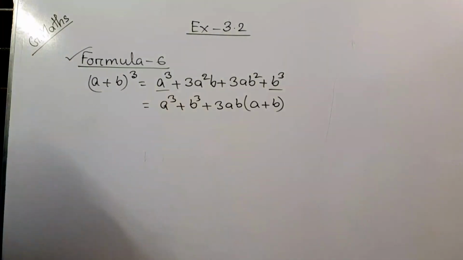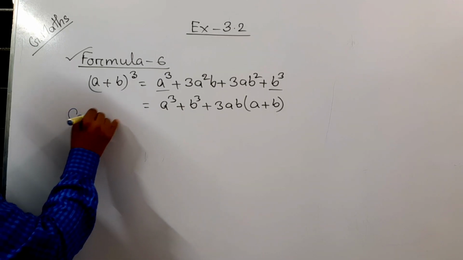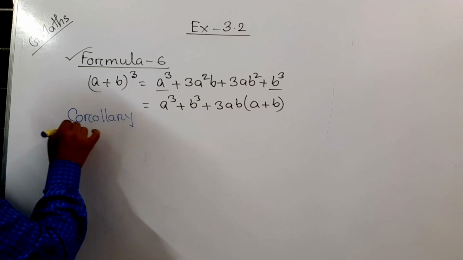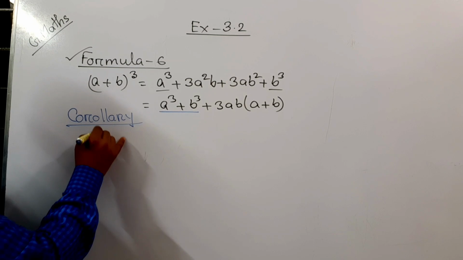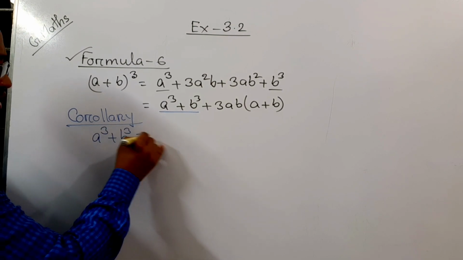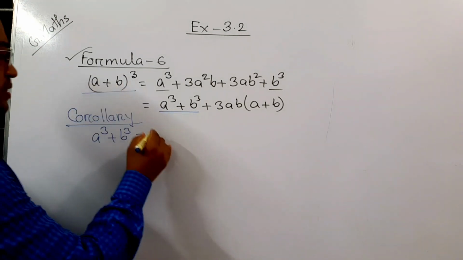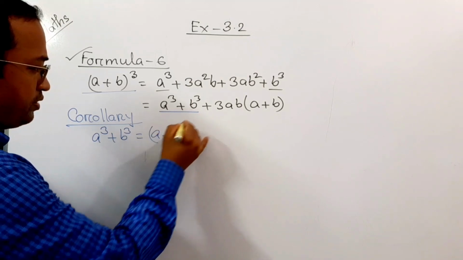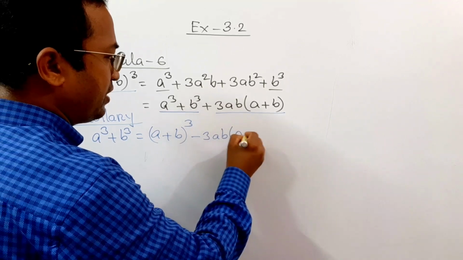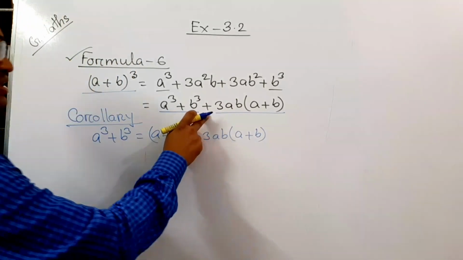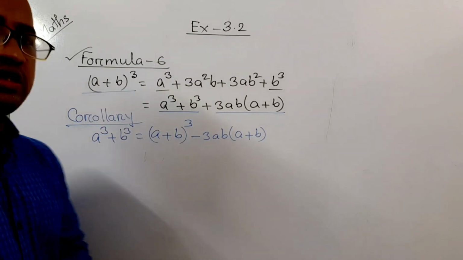Look at the board again. We can write the corollary of a cube plus b cube. So what is the corollary of a cube plus b cube? A plus b whole cube and minus 3ab into a plus b. This plus becomes minus when it changes the side. Now formula number 7.